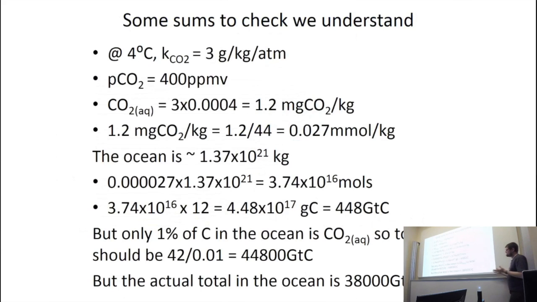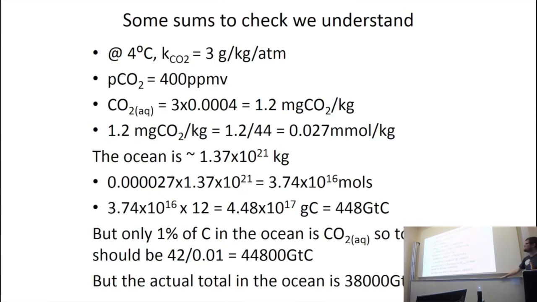Okay, so just to do some rough and ready calculations, just to see if we understand what's going on. Say at 4 degrees Celsius, the solubility constant is 3 grams per kilogram per atmosphere. Okay, so if we had 1 atmosphere pressure of CO2, so if the atmosphere was 100% carbon dioxide, okay, we could put 3 grams of carbon dioxide in water at 4 degrees Celsius per kilo of water. So we don't have 1 atmosphere of CO2. The pressure is 1 atmosphere, but the concentration is 400 parts per million. So our partial pressure is 400 microatmospheres. So we can then effectively work out the concentration of CO2 in water, which is the solubility constant times the partial pressure, which gives us this 1.2 milligrams of carbon dioxide per kilo. We can convert that into sensible units rather than milligrams of CO2. We can put it into millimoles.